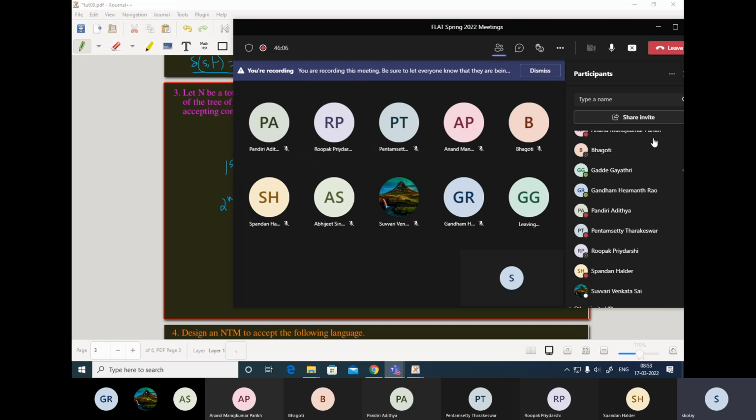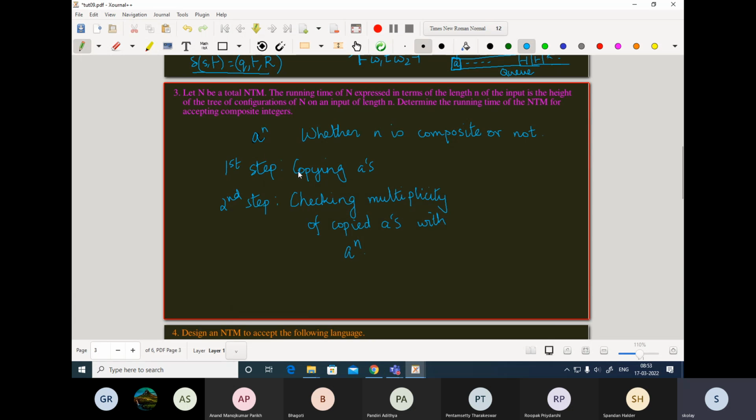Yes, ma'am. Yeah, so what is the first step? For the first step, when you're copying the a's, what is the worst possible number of configurations you go through while copying a's? N configurations. Right. So the worst amount of time you require for the first step is n, right? Because you can copy at most n a's.